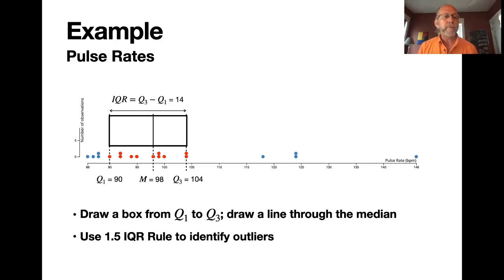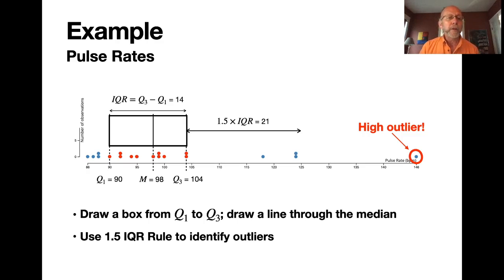Next, we're going to use the 1.5 IQR rule to identify outliers. So let's look for high outliers first. For high outliers, we look for anything that's bigger than 1.5 IQRs above the third quartile. So 1.5 IQRs here would be 1.5 times 14, which is 21. 21 plus the third quartile, that's 104, would give me 125. So anything above 125 is a high outlier. And sure enough, we have one. There it is.